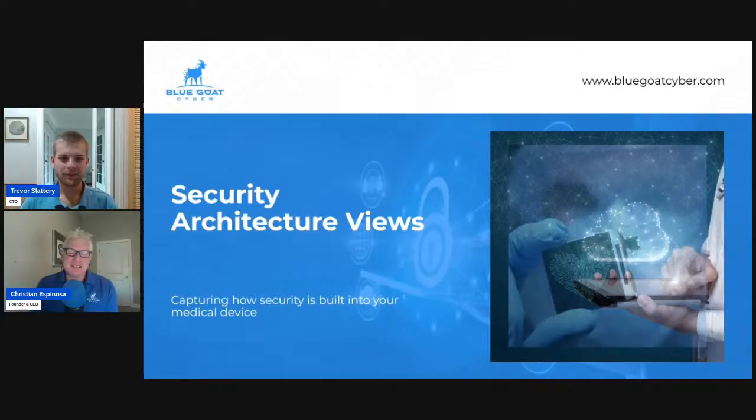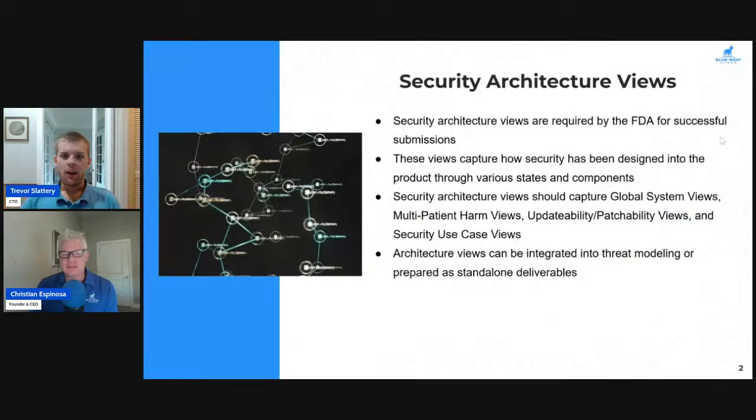Cool. Let's go ahead and get started here on the security architecture views. Awesome. All right, the first thing that we'll cover is just a little bit of a summary of what architecture views are and why this is important for the FDA.